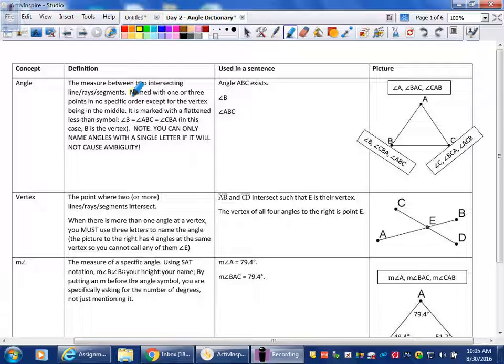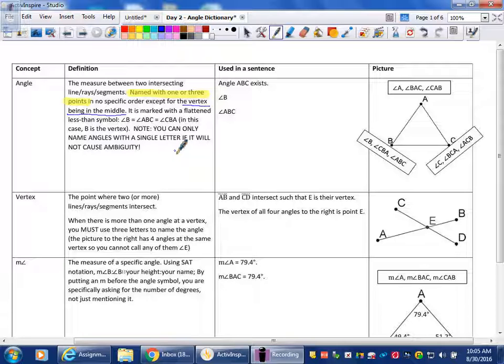It's named with 1 or 3 points in no specific order except for, this I would underline, the vertex is in the middle of the name. You mark it with a flattened less than symbol. That's the symbol for angle. Note, you can only name angles with a single letter if it will not cause ambiguity.